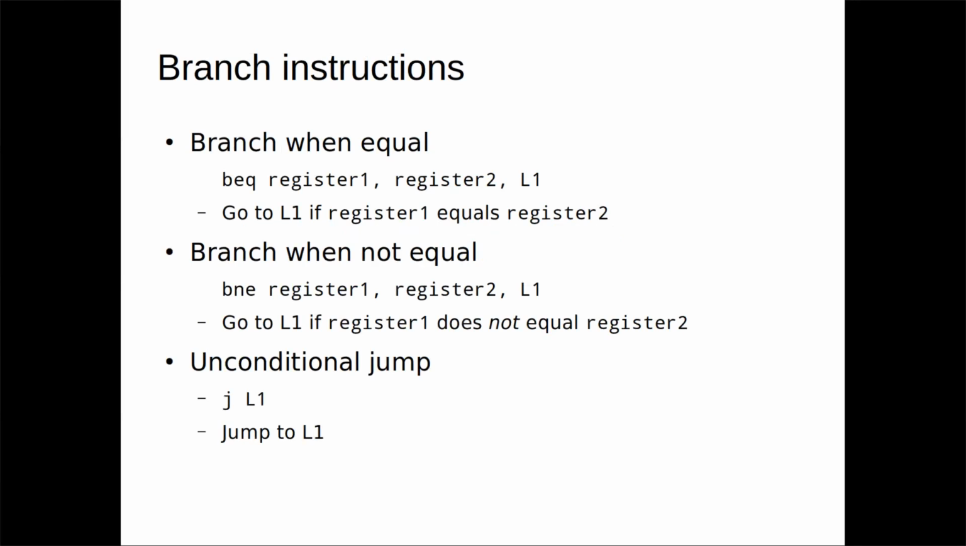For example, one conditional branch instruction is branch when equal. Essentially, it takes 2 registers as arguments, and it takes a label. A label is an address. What it will do is change execution, jump to that address, if register 1 equals register 2, right?